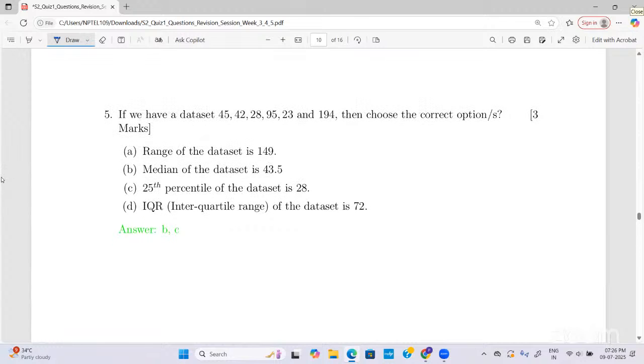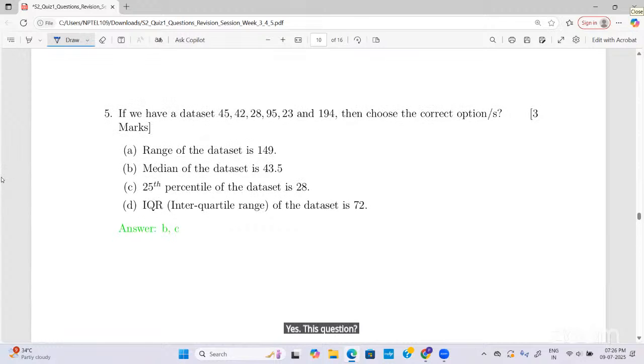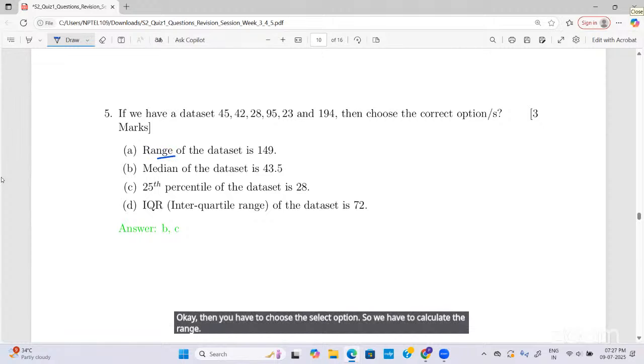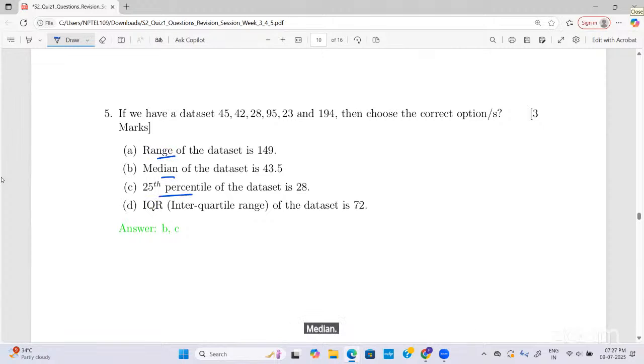Yes, this question. So if we have a data set, then you have to choose the correct option. We have to calculate the range, median, 25th percentile, and IQR. So what will you do first? Arranging in ascending order.